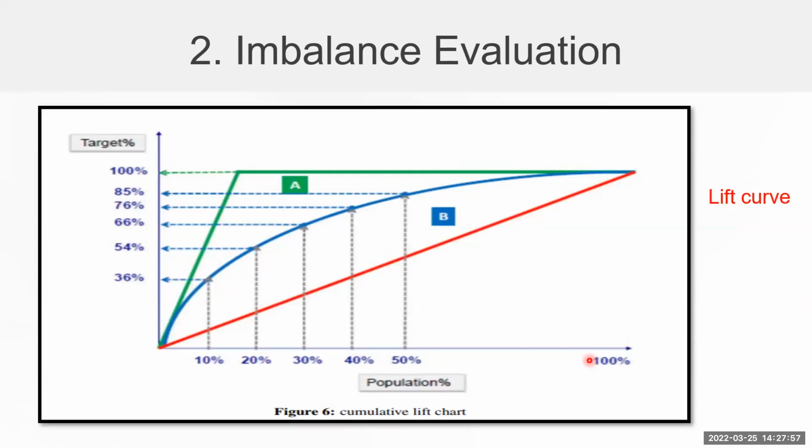Another evaluation we can use is this, a lift curve. We have this curve, and it is called a lift curve. How to read this curve? Okay, first the linear line. It represents random casing.